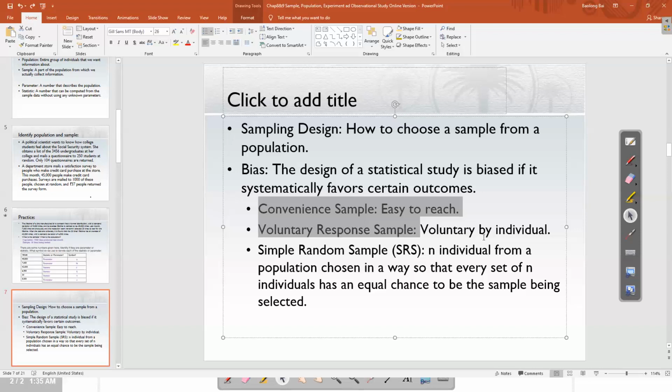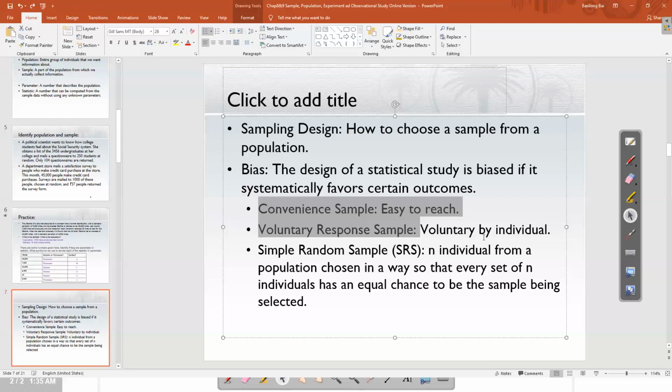And the convenience sample is the same deal. So for example, I'll give you another convenience sample example. If a restaurant owner wants to get some opinions about their food and service, so he decided to do a convenience sample.